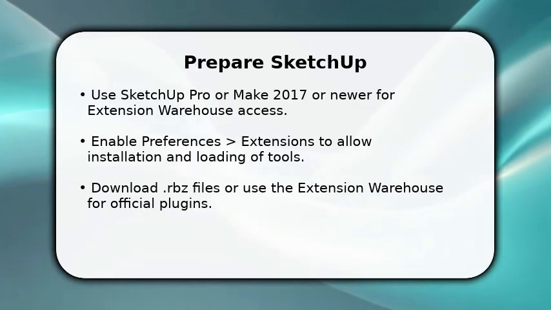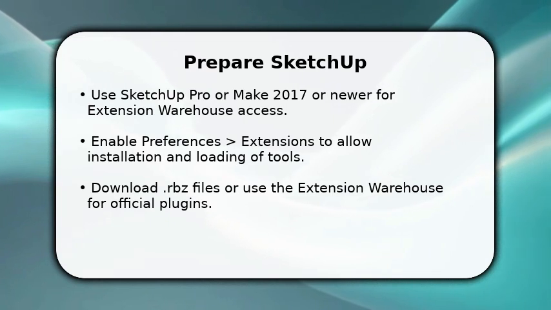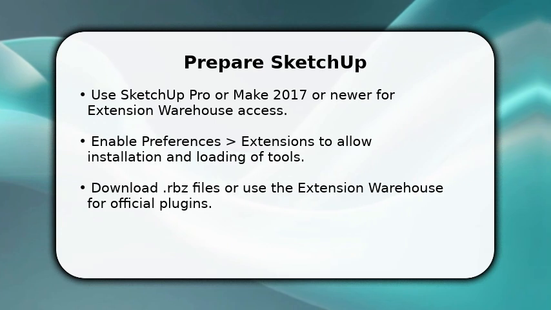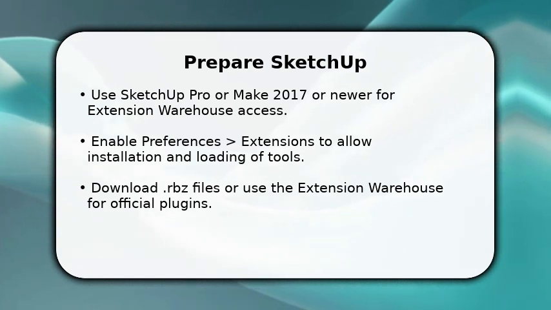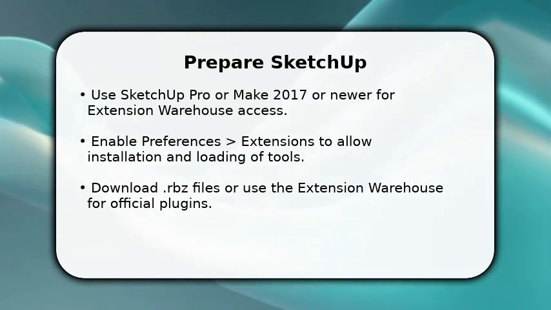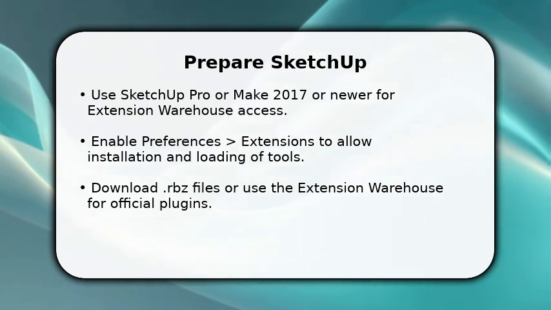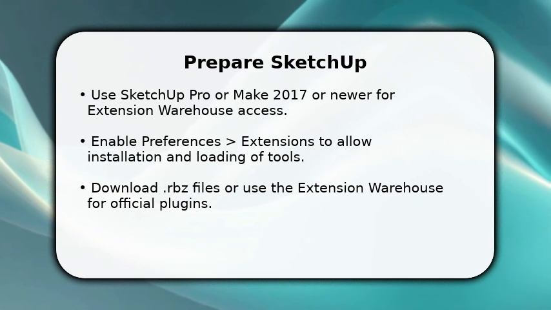Open SketchUp and confirm you are running 2017 or newer. This method uses the Extension Warehouse and RBZ installer. Choose Window, then Extension Manager to proceed. If you run SketchUp Make or Pro, both support RBZ and Warehouse installs.